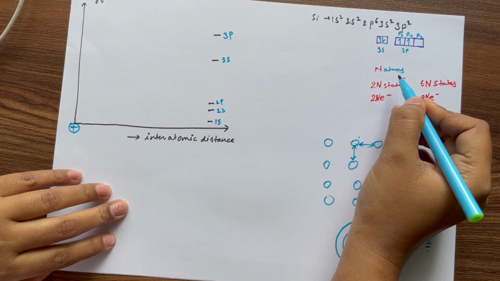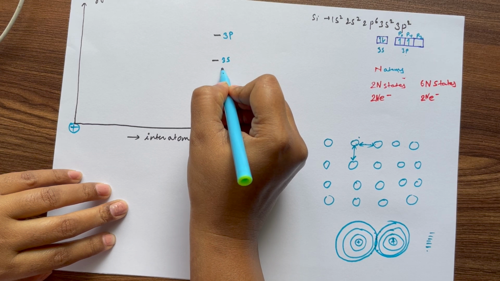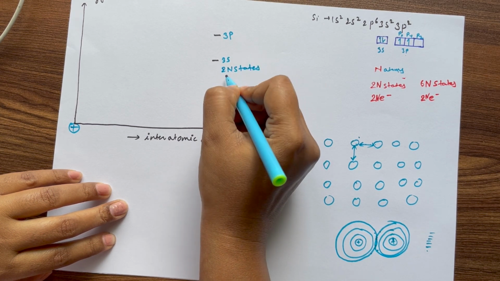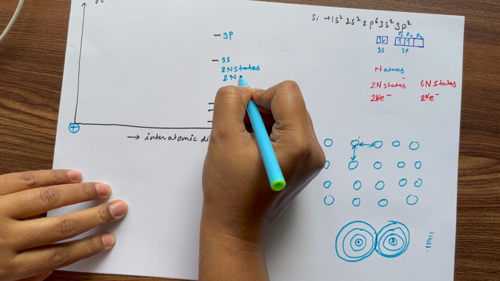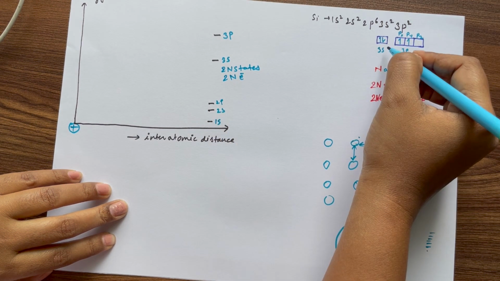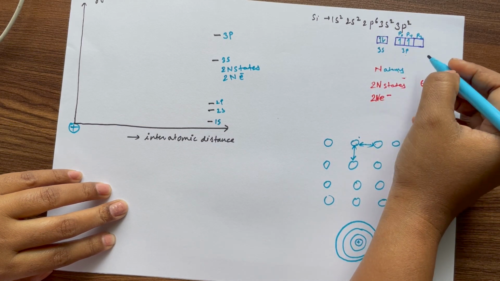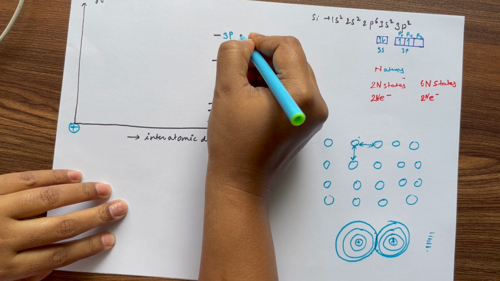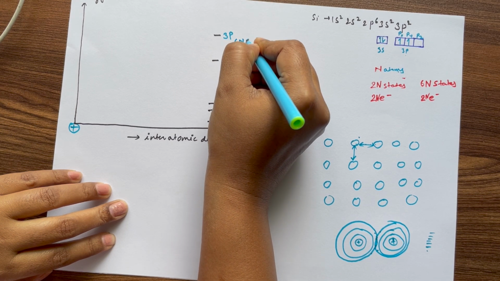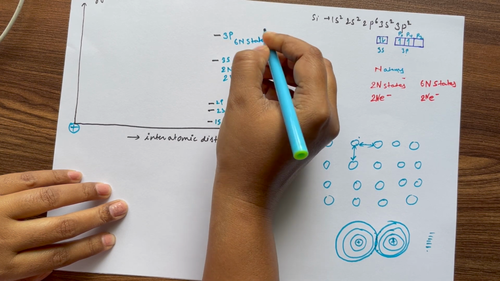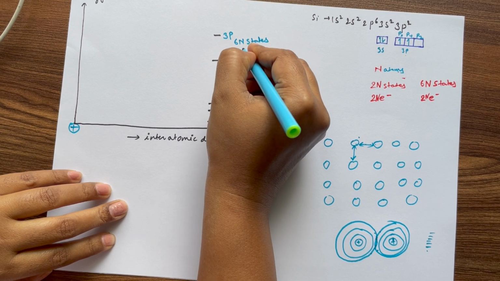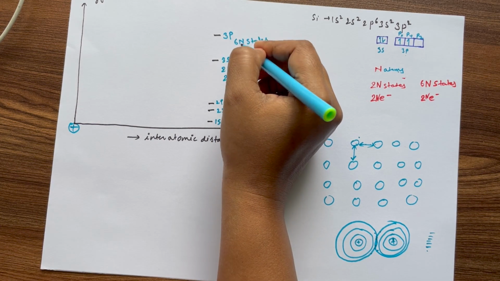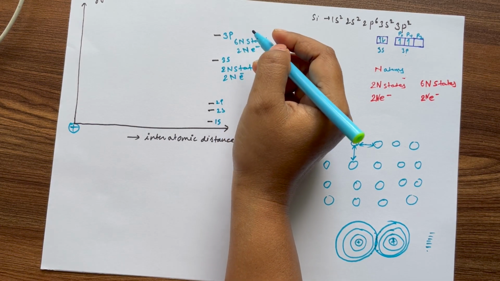For n number of atoms, there will be 2n states available and 2n electrons filled. This is for 3s orbital, and for 3p orbital 6n states available and 2n electrons filled. Here 4n states are empty.